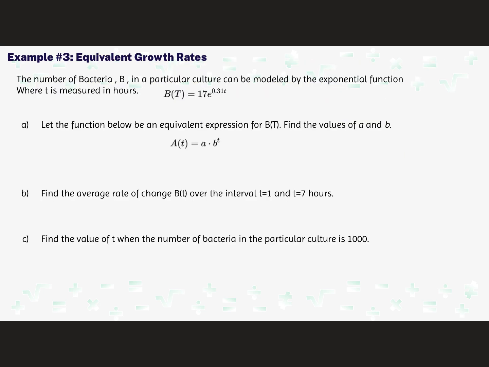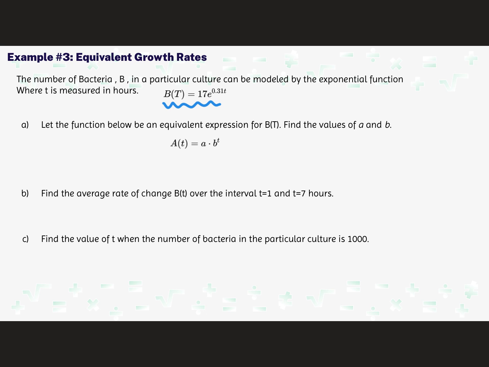All right, in our last example, we're going to bring back some skills from earlier in Unit 2 and even Unit 1. It says the number of bacteria B in a particular culture can be modeled by the exponential function below, where t is measured in hours. So we have this function B of t is equal to 17 times e to the power of 0.31t. It says let the function below be an equivalent expression for B of t. Find the values of a and b.